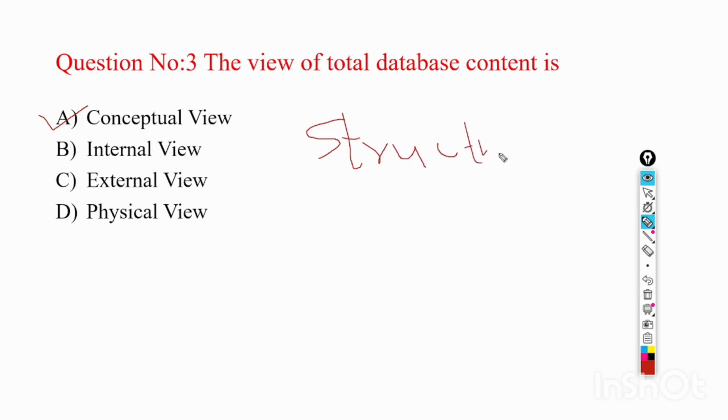The view of total database content is: conceptual view, internal view, external view, or physical view. The correct answer for this question is option A, conceptual view. So what is a conceptual view? It shows the complete database structure. It describes the total structure of the database.